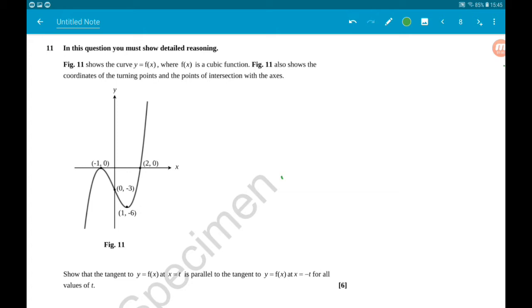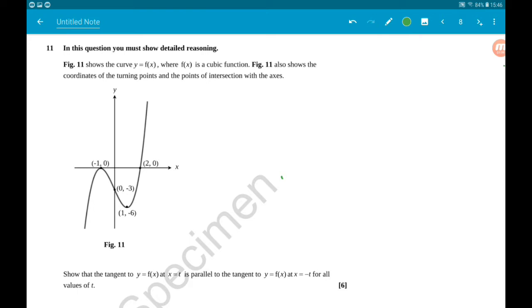Now our mission is to show that the tangent to y equals f of x at x equals t is parallel to the tangent to y equals f of x at x equals minus t for all values of t. 6 marks, which I think is pretty tight for what we've got to do. So, game plan. To find the equations of the tangents to the curve, we need the equation of the curve. We then differentiate that, substitute in the x value, find the gradient, find the tangent. Good times. So before we can do that, then we need to know the equation of the curve.